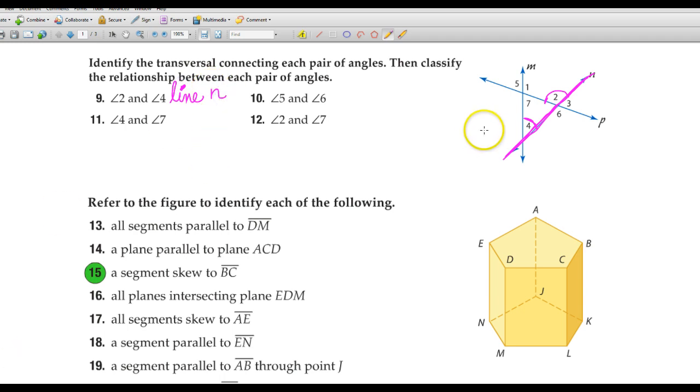To classify the relationship between each pair of angles, notice that they are on the same side of the transversal. They're both to the left of this line, or above this line. So they're on the same side, and they're in corresponding locations. 4 is to the right of this line, 2 is to the right or above this line. So they're in corresponding locations. So those are corresponding angles.